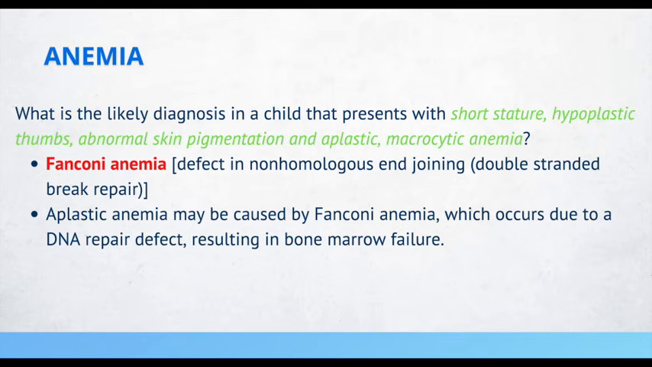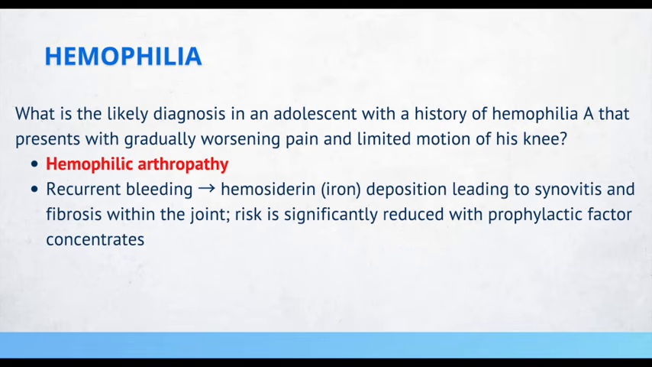What is the likely diagnosis in an adolescent with a history of hemophilia A that presents with gradually worsening pain and limited motion of his knee? Hemophilic arthropathy. Patients with recurrent bleeding can have a buildup of hemosiderin or iron deposition, leading to synovitis and fibrosis within the joint. However, the risk of developing this condition is significantly reduced with prophylactic factor concentrates.